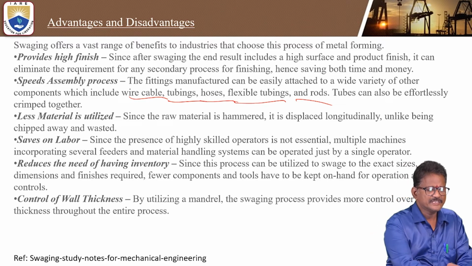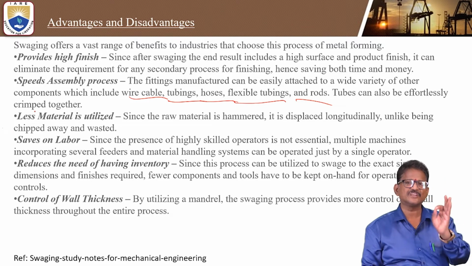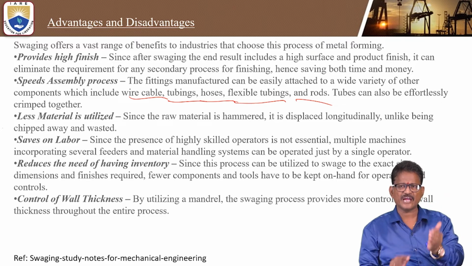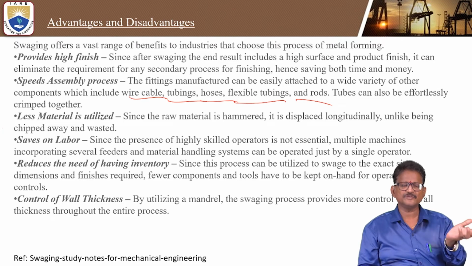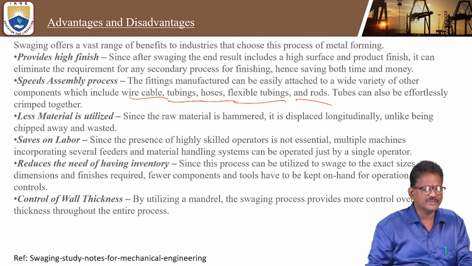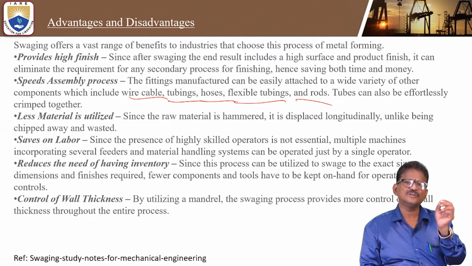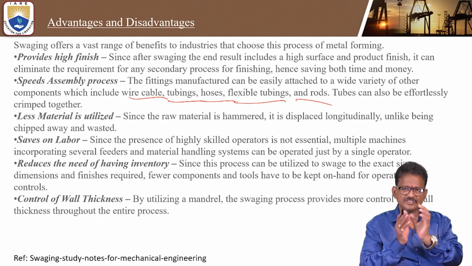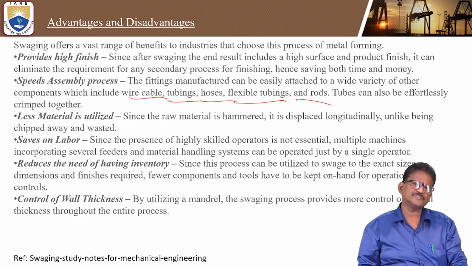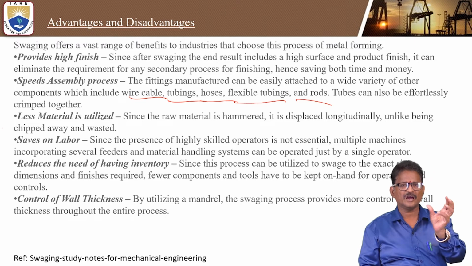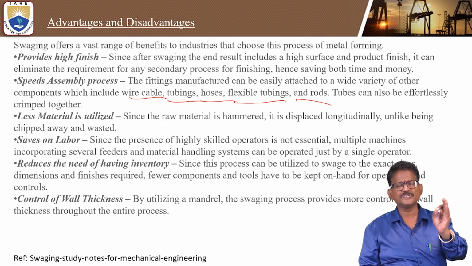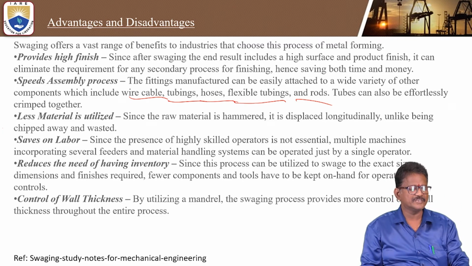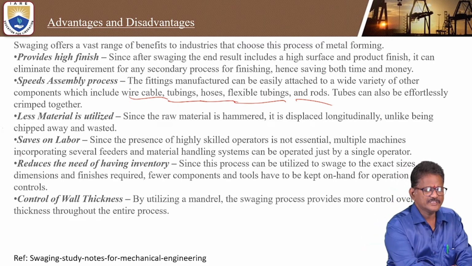Another important thing is that less material is utilized. Since the raw material is hammered properly, it is displaced longitudinally, unlike being chipped away and wasted. So the utilization of raw material is very low, and different types of components can be easily made. With maximum utilization, even less material can perform a variety of applications, and it saves labor.